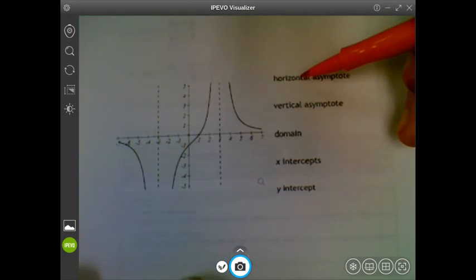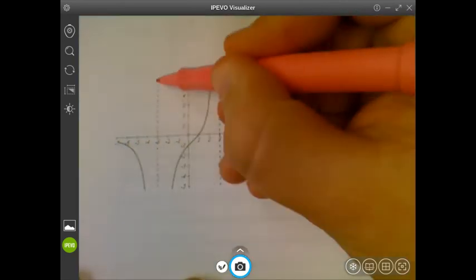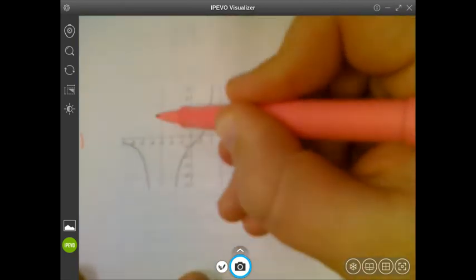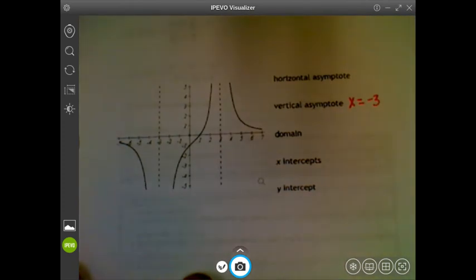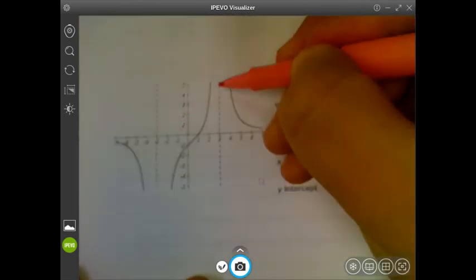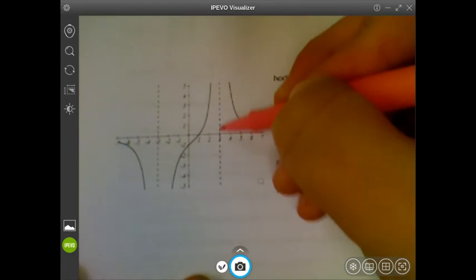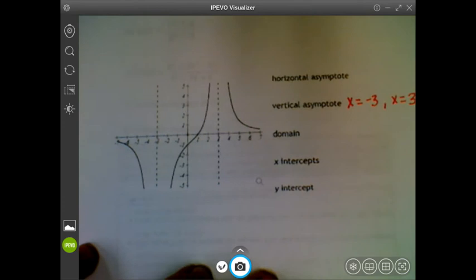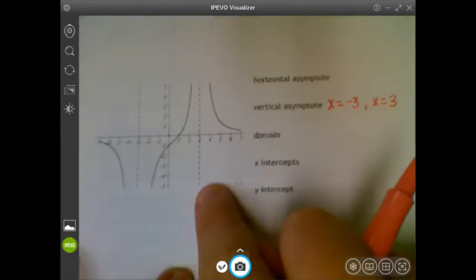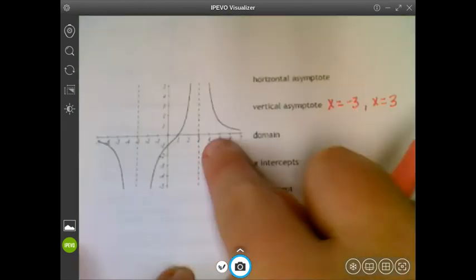All right, so I'm going to start with the vertical asymptote. There is very obviously one here at negative 3. It's marked, so we would say x equals negative 3. And then there is another very obvious one here at 3. It's also marked, so that's also x equals positive 3. Both of them are x equals because they're vertical. They cross the x-axis.